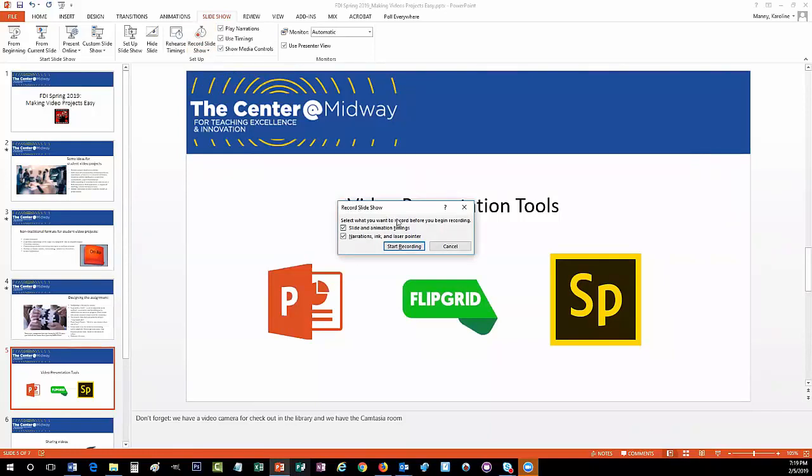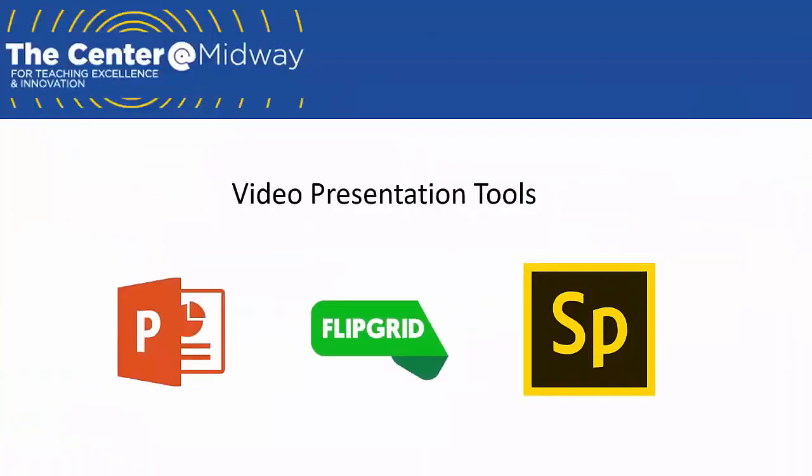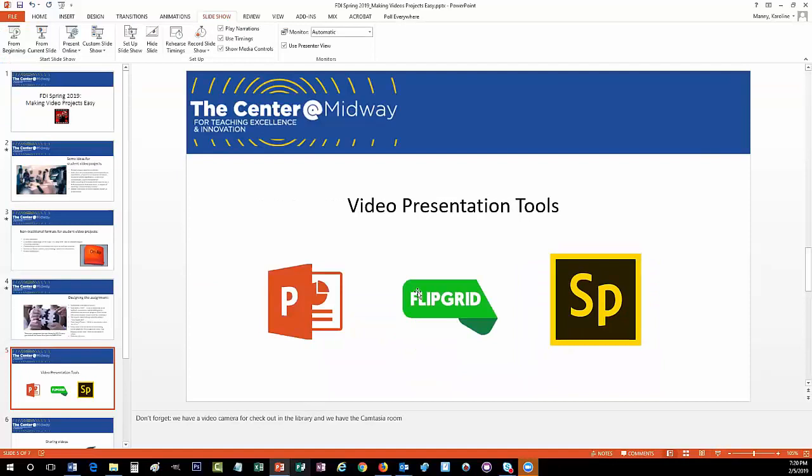That pops up, select what you want to record. You want to leave slide and animation timings and narrations, ink, and laser pointer checked, and then you click start recording. I'm going to click cancel because I don't want to record on top of my recording. But once you click start recording, then you just go into the PowerPoint display mode, just like normal, run through your slides, and everything is being recorded. So that is a really easy way to record PowerPoint.